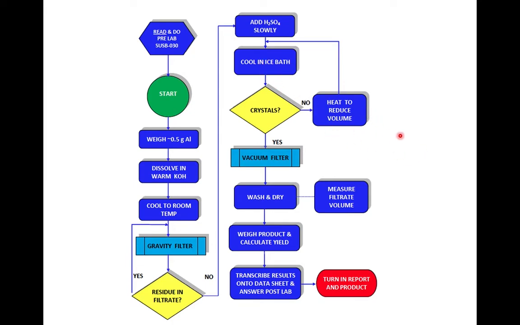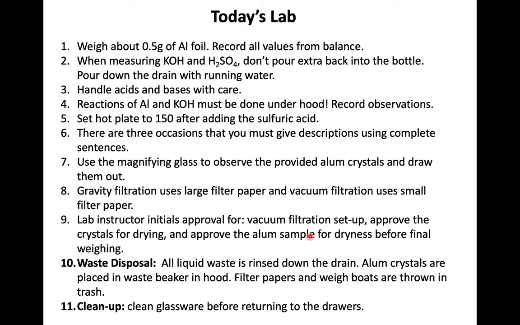We haven't found it necessary to heat to reduce the volume, so we'll skip over that. Once we've obtained crystals, we'll do a vacuum filtration, wash and dry. You'll do a wash as a step of this with ethyl alcohol or ethanol, weigh the product and calculate the yield. So here's what we're doing in today's lab, and this is all in your lab manual.